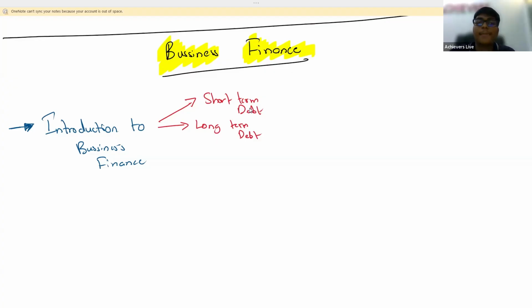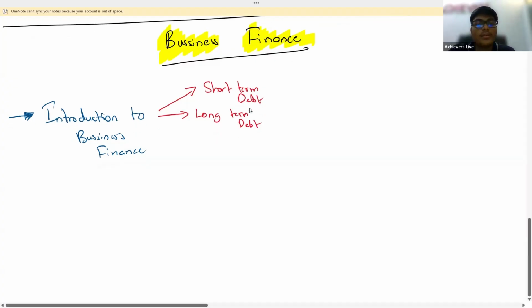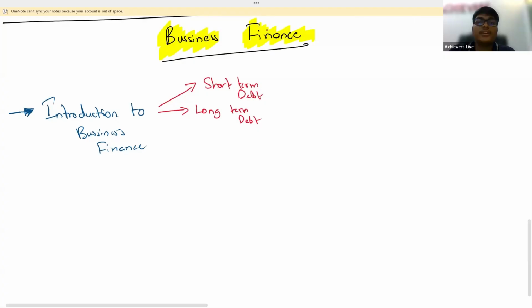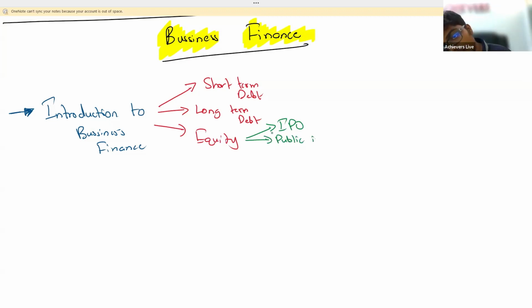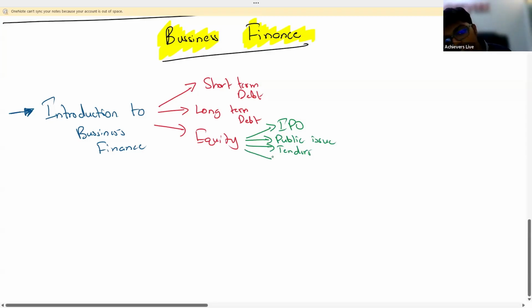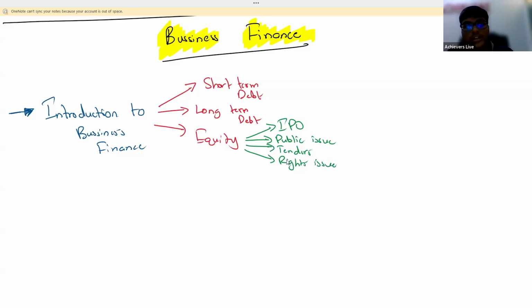Next, after long term, we look at equity finance. Under equity finance, what did we learn? We learned about IPOs, initial public offering. We learned about public issue. We learned about tenders. We learned about rights issue. We learned about preference issue.